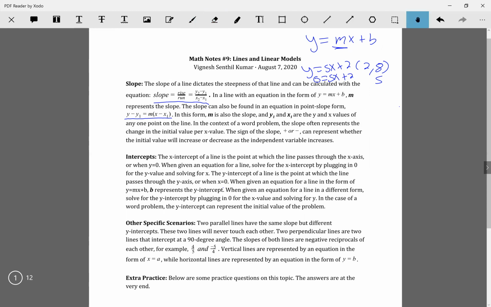The y-intercept is much simpler. It would just be this b value right here, so it would be (0, 2). Usually when they ask for the intercept, it's in the form of (0, 2), or it's just 2. That's basically how you find the x and y-intercept. And like I said, the y-intercept is usually the initial value in a word problem. So in the case of 20 minus 4m, you can make that into -4m plus 20. In this case, 20 would be the y-intercept and the initial value.